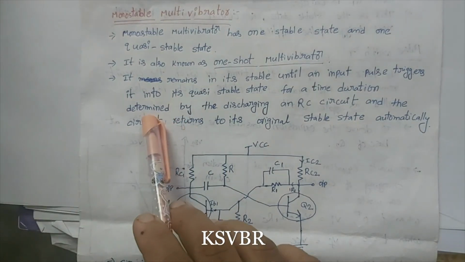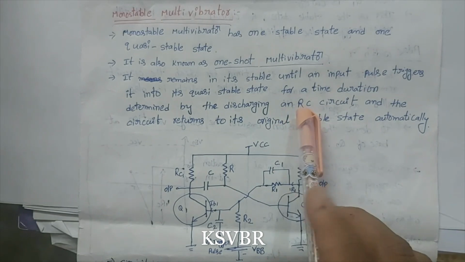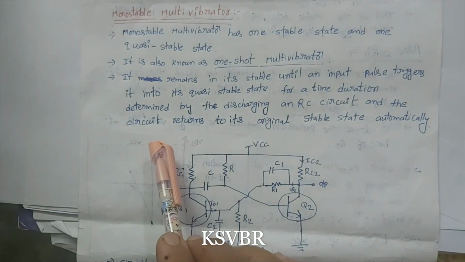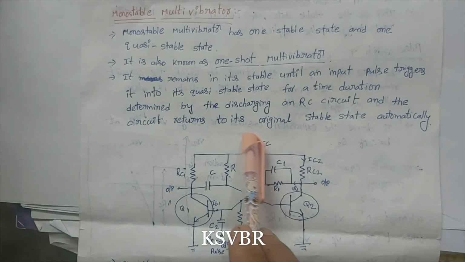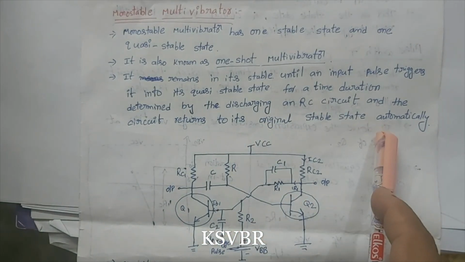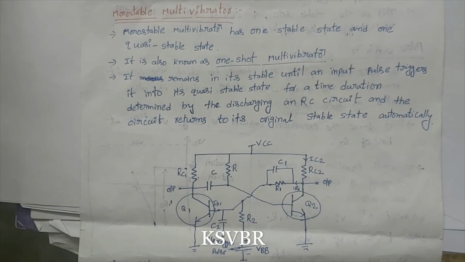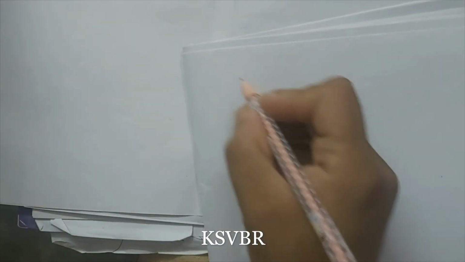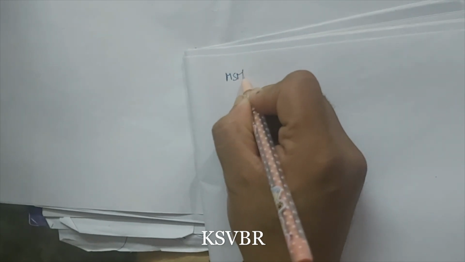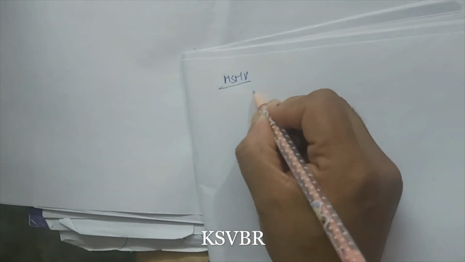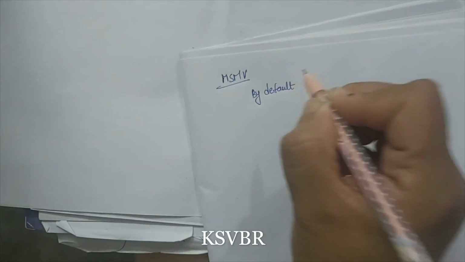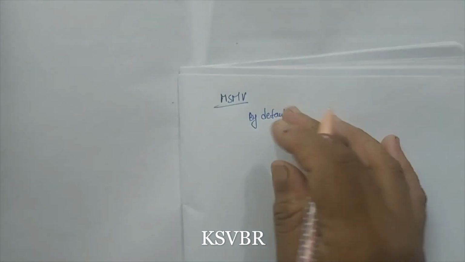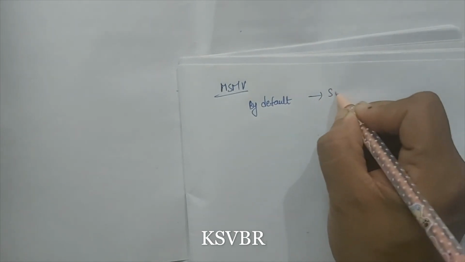That duration is determined by the discharging of an RC circuit, and after complete discharge the circuit will return to its original stable state automatically. So in monostable multivibrator, in short I am writing MSMV. By default it will be in stable state.